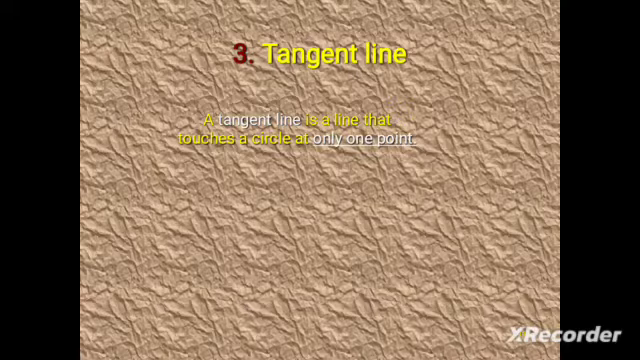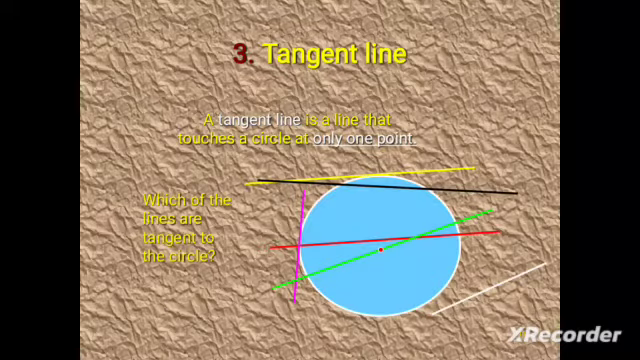So our objective number 3, tangent line. We are going to start with the definition of a tangent. A tangent line is a line that touches a circle at only one point on the circumference of a circle. Now, which of the following lines are tangent to the circle? So this is a question that you can answer, but we're going to answer it together.